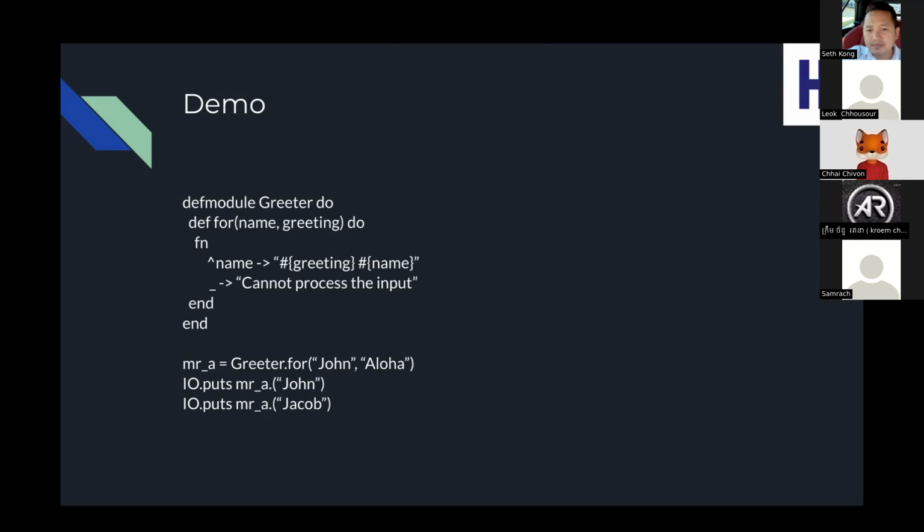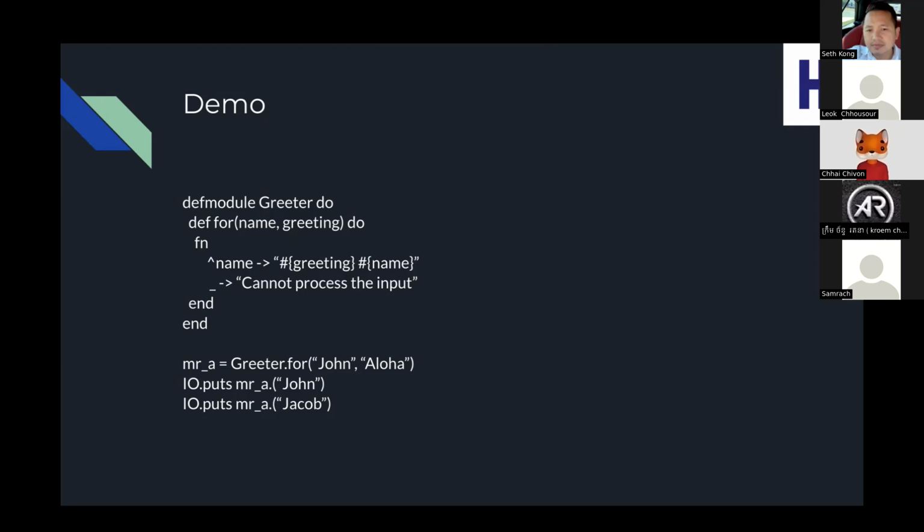So let's say, okay, let's define this function. Okay, so this for returns a function. It's not returning the value yet. You see, this function returns a function. It creates a function for you. So when you say greeter.for John and Aloha, the greeting was Aloha, and the name was John.